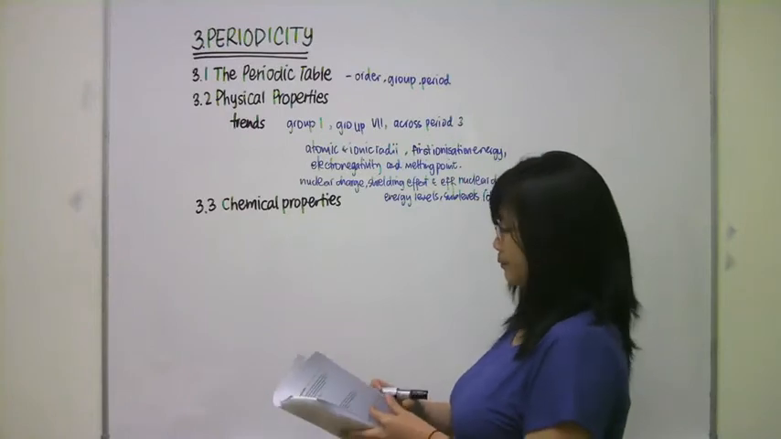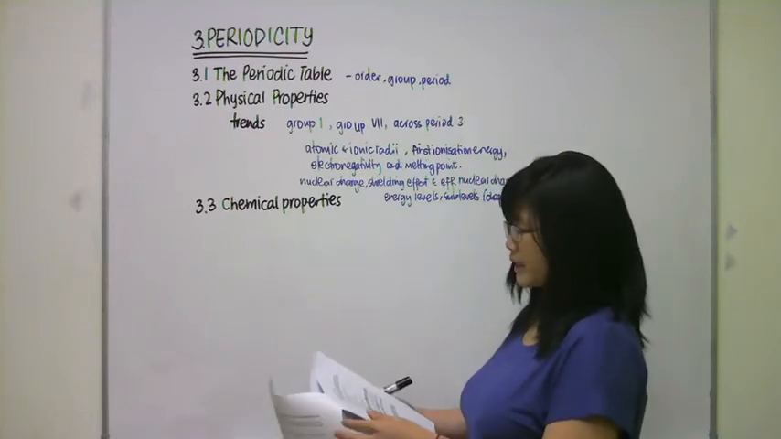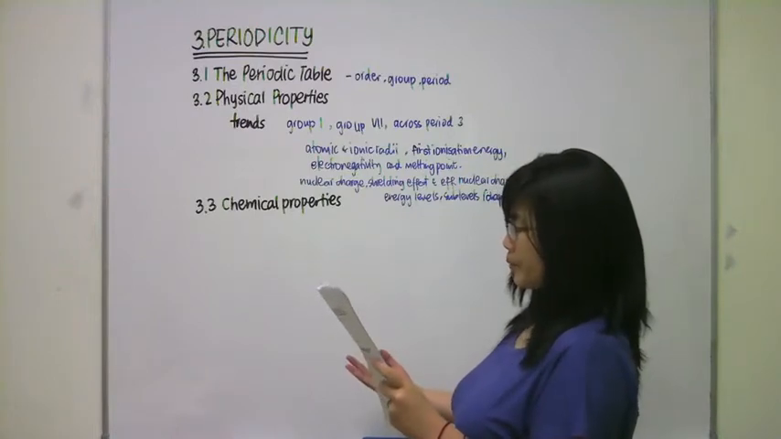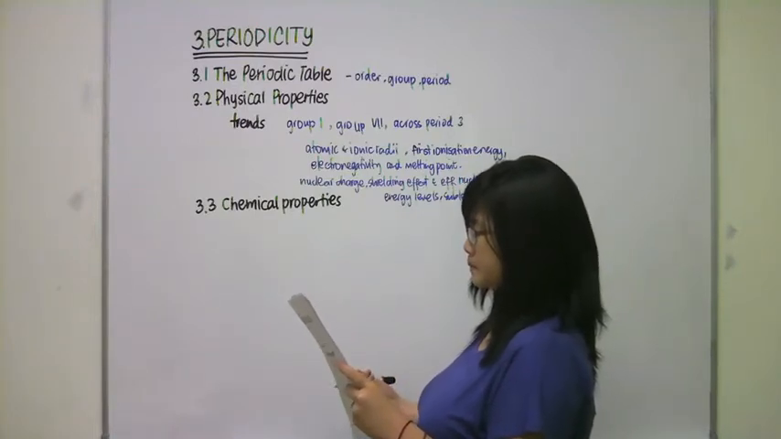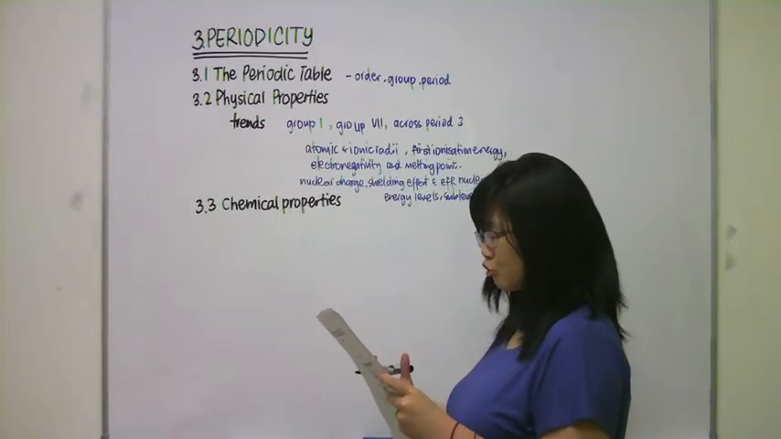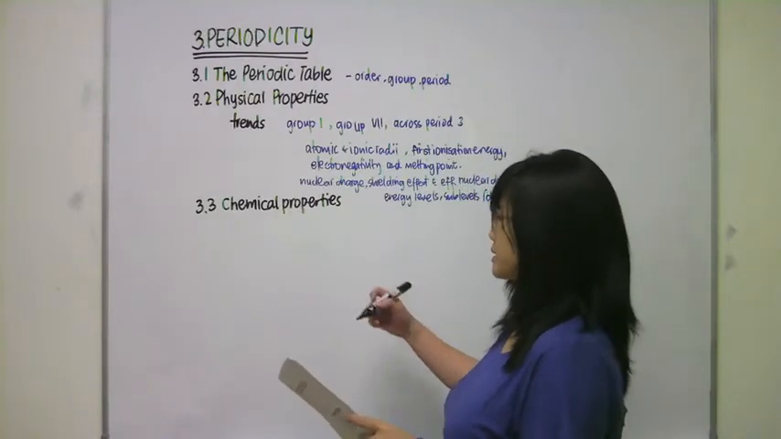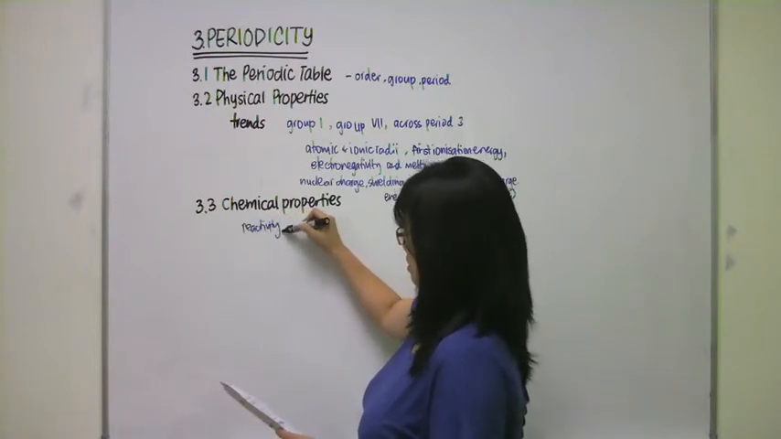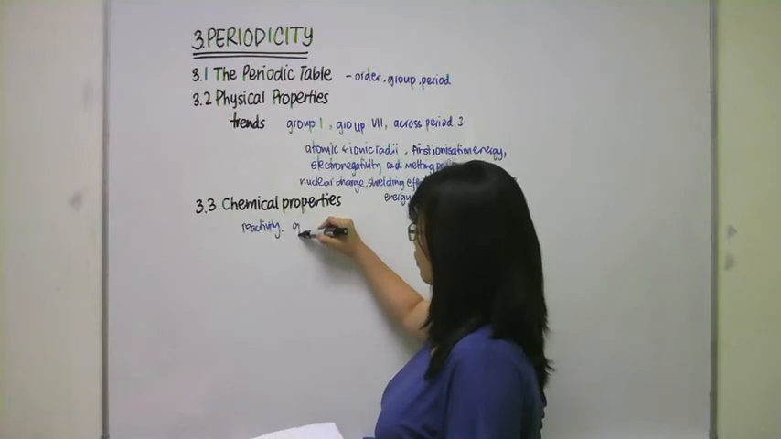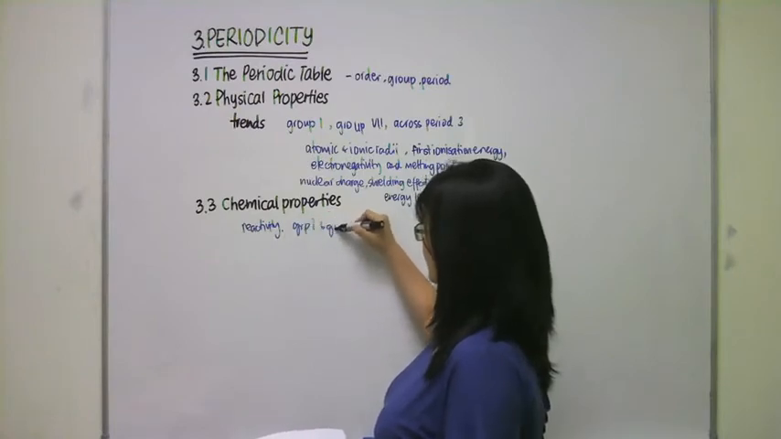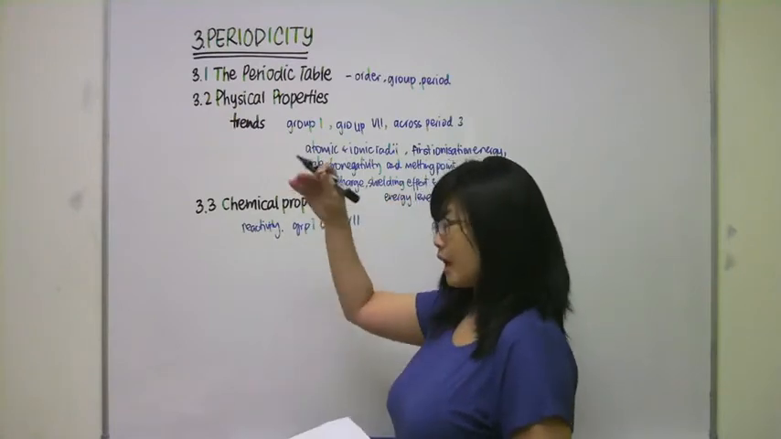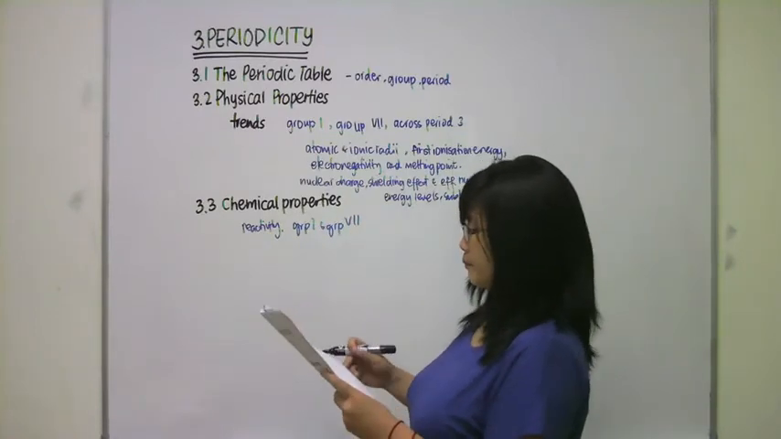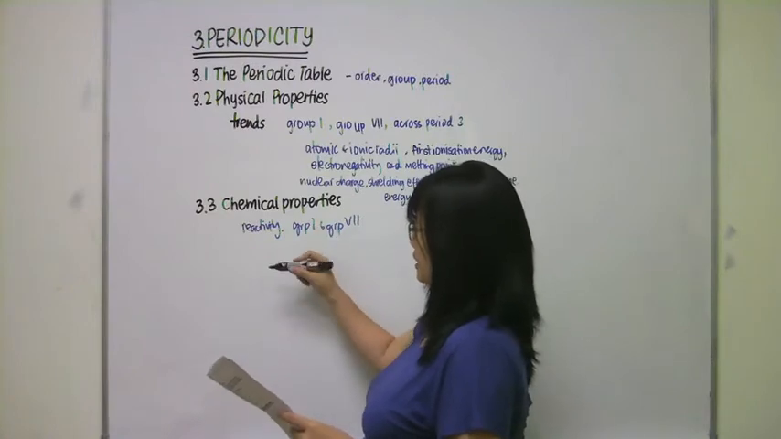Okay, the last part for the SL will be regarding the chemical properties. This is chemical properties of the elements in the same group. So stuff about reactivity, mainly reactivity. So group 1 and group 7, down the group, whether they are becoming more reactive or less reactive and why.